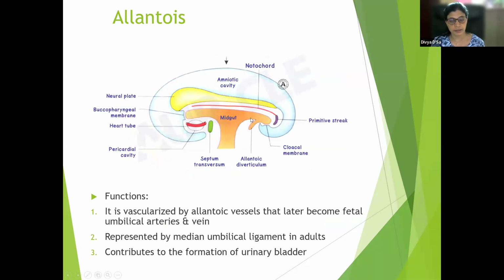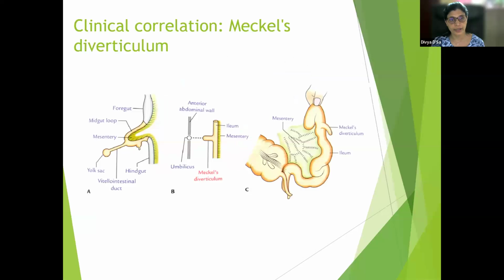This allantois is vascularized by allantoic vessels, which later are called the umbilical arteries and vein. Later on it contributes to the apex of the bladder, and it is represented as the median umbilical ligament in adults. It forms the urachus, which contributes to the development of the apex of the bladder. So that is the importance of the allantois.